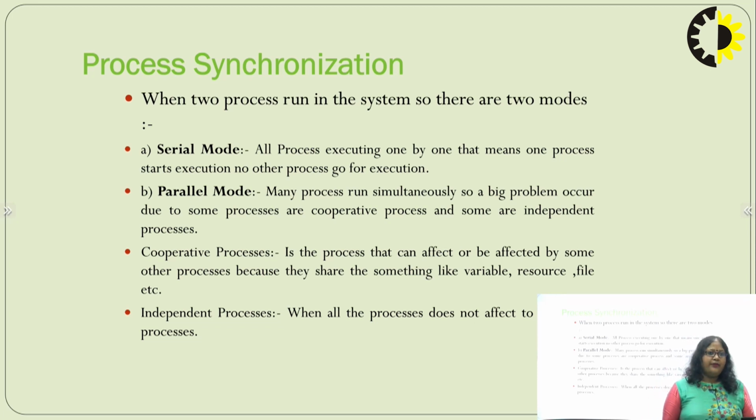So this is the cooperative process, when a process can affect or be affected by another process because they share something, either a resource, variable, or file. These processes are known as cooperative processes. Now what is independent? Independent means we can't share anything. All the processes execute with their own resources, not dependent on any other. So there is no effect from another process on the executing process. This is the independent process.